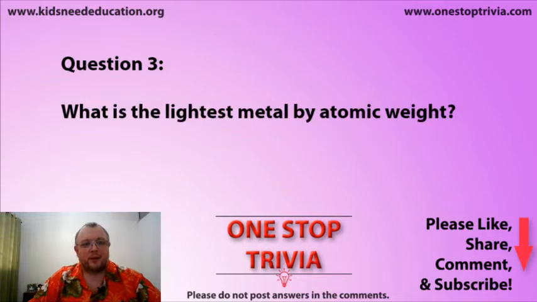Okay, question number three. What is the lightest metal by atomic weight? Okay, so all of the elements are sort of organised by atomic weight. So if you were to take one atom, if you knew its weight, you could tell what atom it was. So that's probably not the best description of atomic weight you're ever going to hear. But anyway, what is the lightest metal by atomic weight?